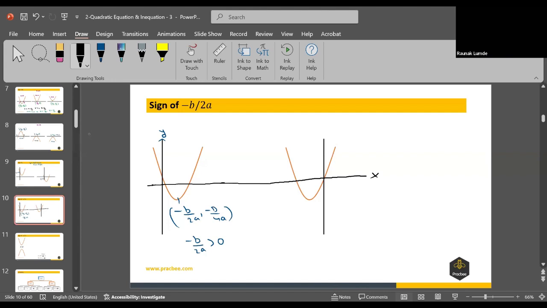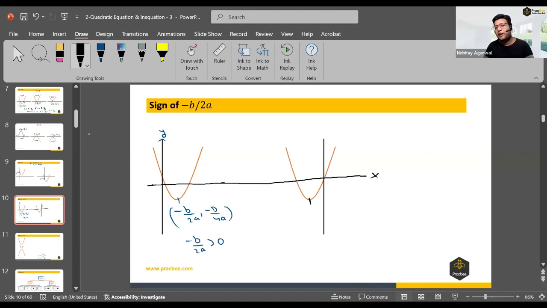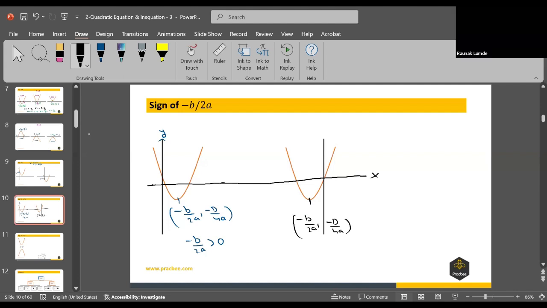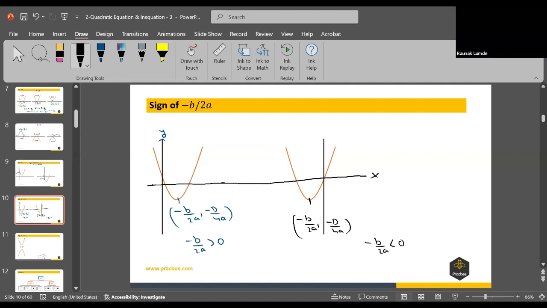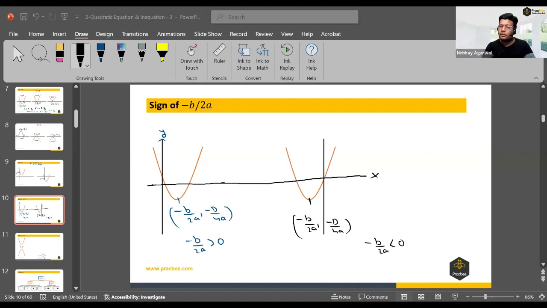Similarly, greater than 0. I thought it was less than 0. That's why I was getting confused. And this point lies in the third quadrant basically. So in the third quadrant, if you observe, the x coordinate will be negative or positive? Negative. So minus b by 2a should be less than 0. Got my point? Yes, sir. I am giving you different conditions so that it will become easier to make the graph.